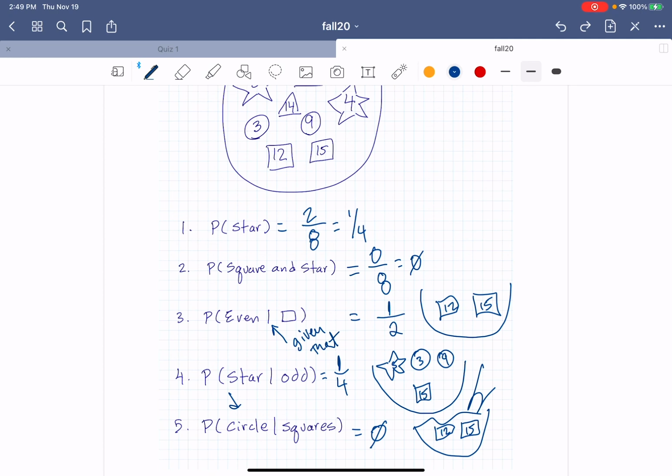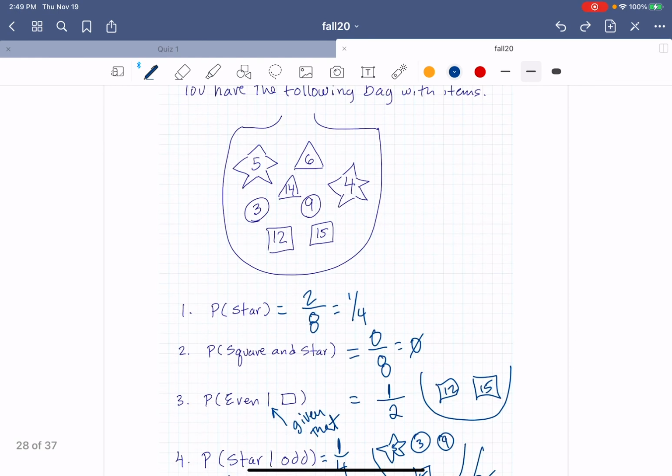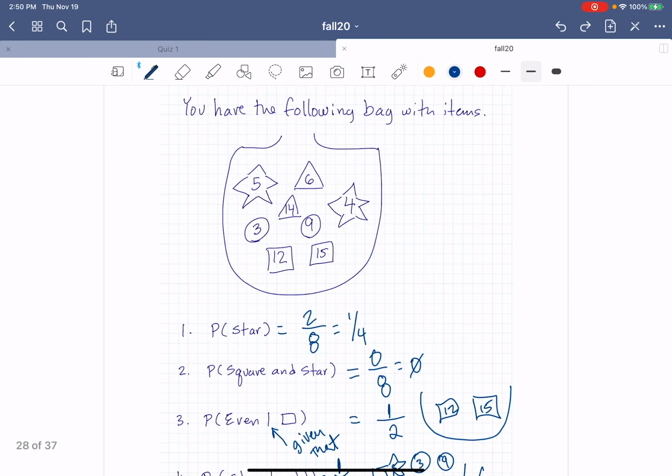Okay. I hope that's been helpful. Now you can do some of these probabilities that have a little bit of a challenge, but the idea here is that the properties do matter in terms of what you're looking for.